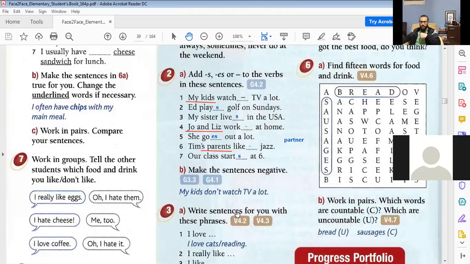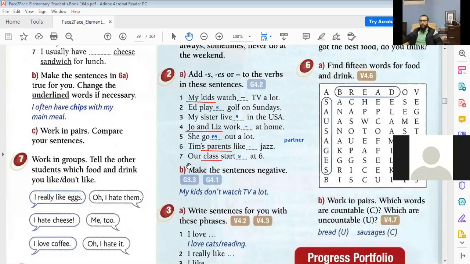Doctor, can I ask a question? Yes, you can ask a question. Why did we not put S on the verb with our class? Because we're not talking about our, we're talking about class. We didn't say our classes, we said our class.